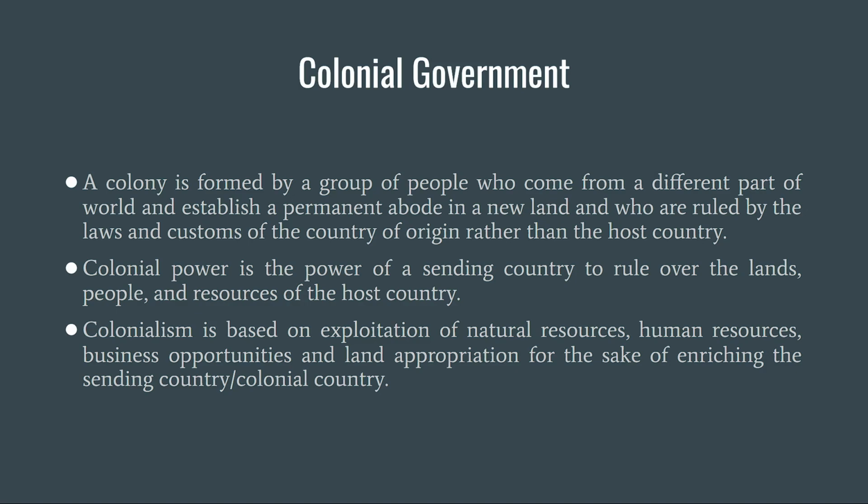A colony is formed by a group of people who come from a different part of the world and establish a permanent abode in a new land and who are ruled by the laws and customs of the country of origin rather than the host country.